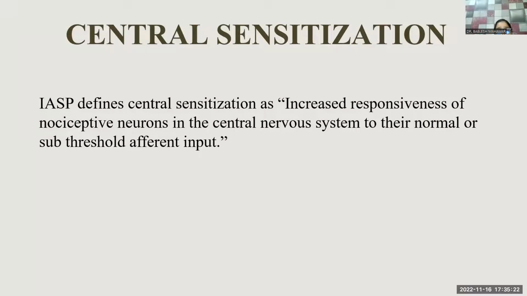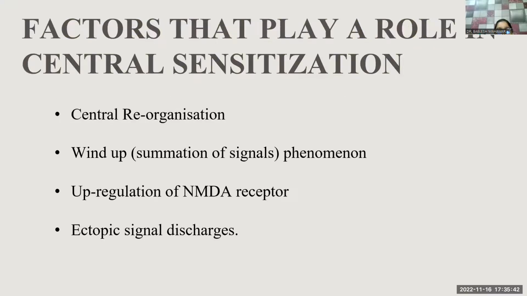Now, central sensitization is an abnormal response to a normal stimulus, which is there in the central nervous system, that is beyond the dorsal horn. So that is what central sensitization is. Now, central sensitization also has certain factors. Out of these factors, which play a very important role in central sensitization, one very important is the central reorganization. Now, what is the central reorganization?